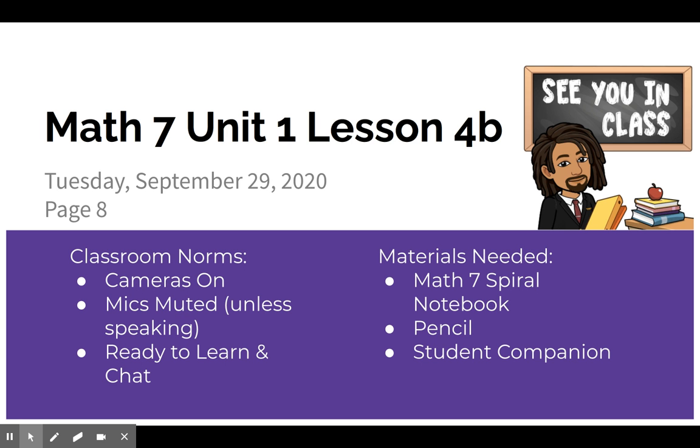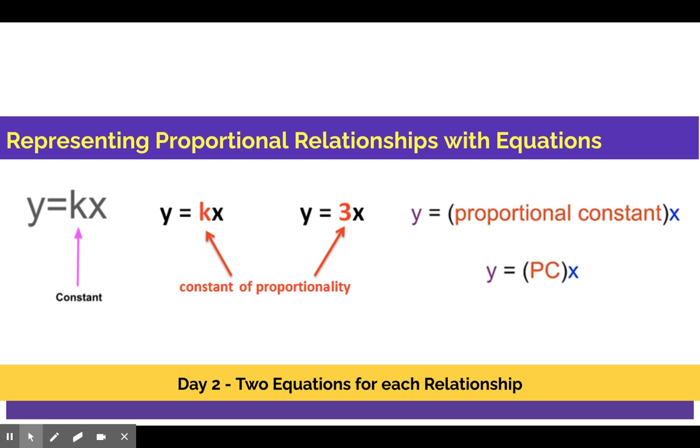As usual, our classroom norms are that your cameras are to be on, your mics are muted unless you're speaking, of course, and that you guys are ready to learn and chat. Today, you will need your Math 7 spiral notebook, a pencil, and also the student companion for Lesson 4b that is found in Google Classroom.